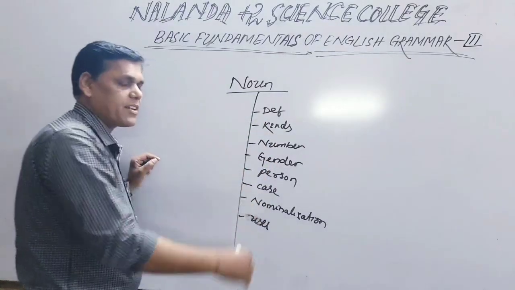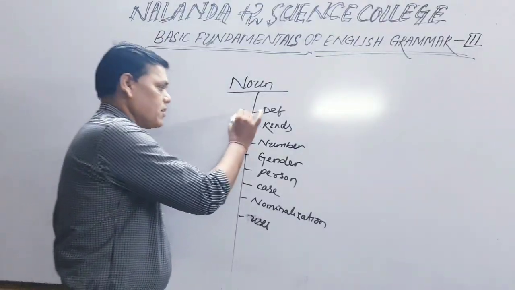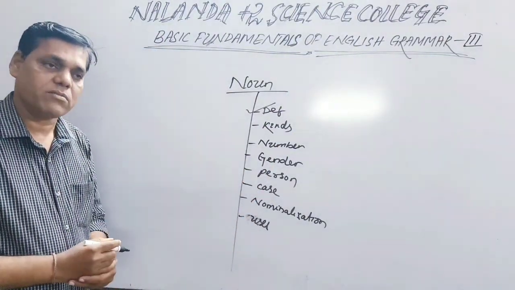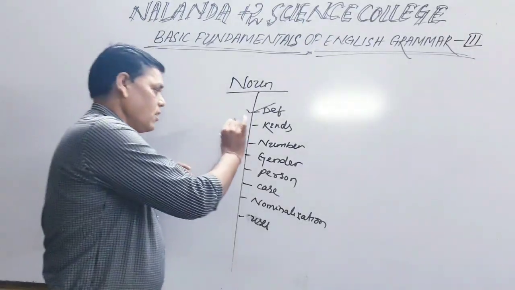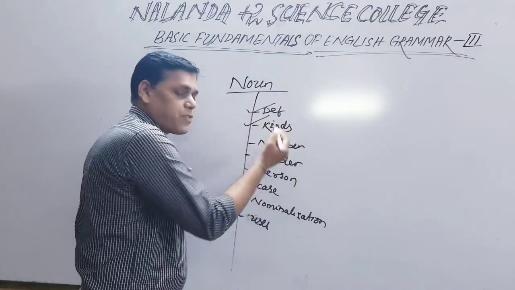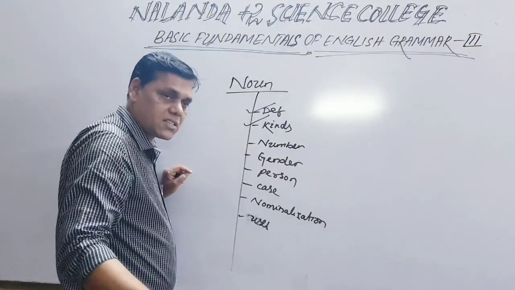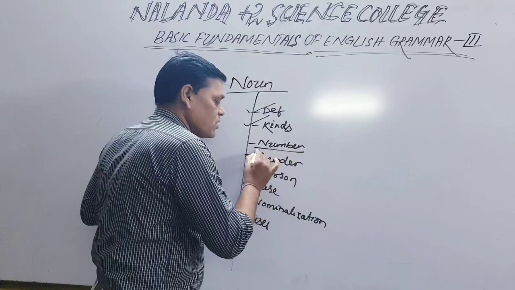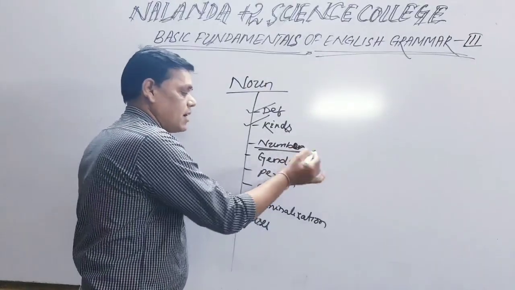Out of the 8 different things related to noun, the first one is over. Already we have discussed what is the definition of noun. Also, we have discussed kinds of noun. What are the kinds of noun? What are the subkinds related to noun? Already that is discussed. Today it is time to discuss noun and number.